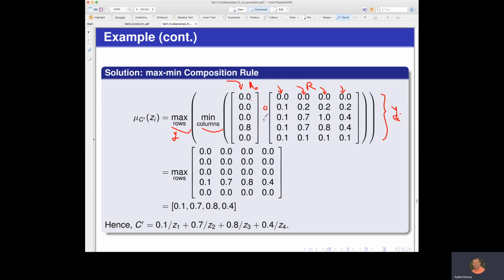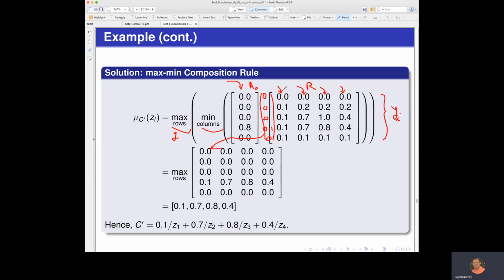0 and 0.1, it gives us 0. Here 0.8 and 0.1, it gives us 0.1. And 0 and 0.1, it gives us the minimum of 0. So this particular matrix that we have compounded here by finding the minimum between A0 and this first column is what we have here. Okay, and then we do the same thing.